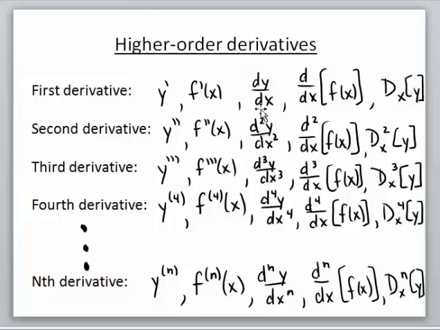Then we have dy over dx, which says we're taking the derivative of y with respect to x. If you have 2's or 3's or 4's, that's just indicating the number of derivatives that are being taken. This says take the derivative of the function with respect to x. This one says take the derivative of y with respect to x. Notice that there's just numbers that correspond with the different derivatives.